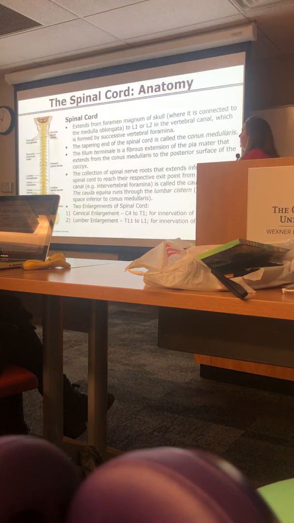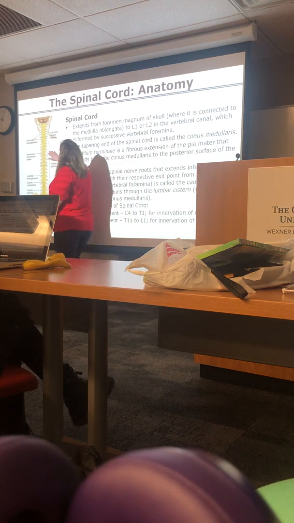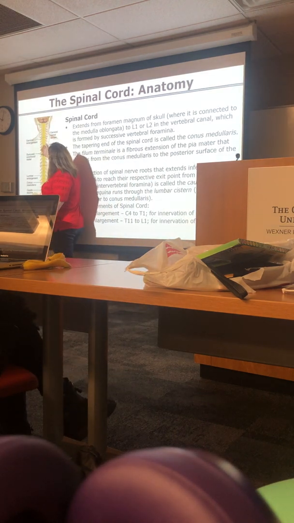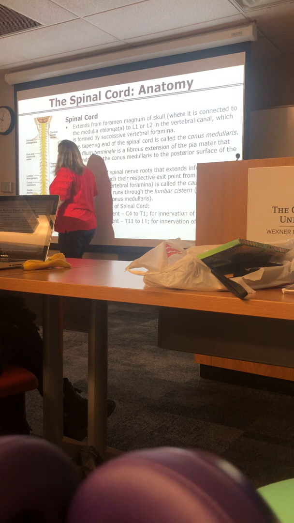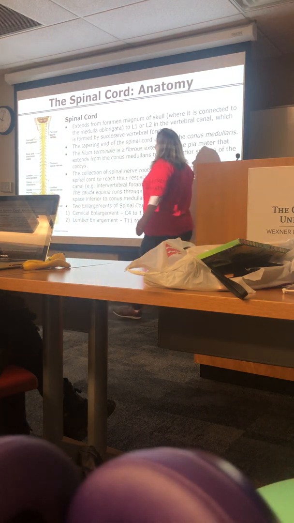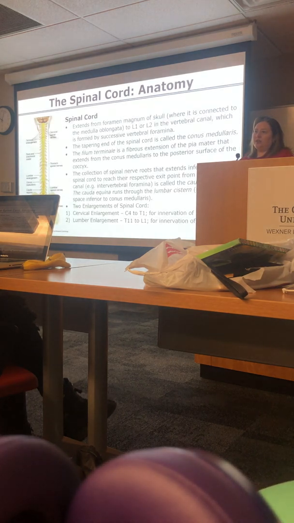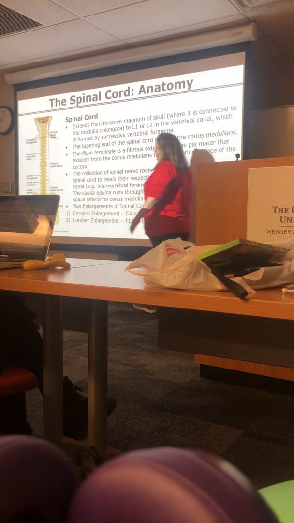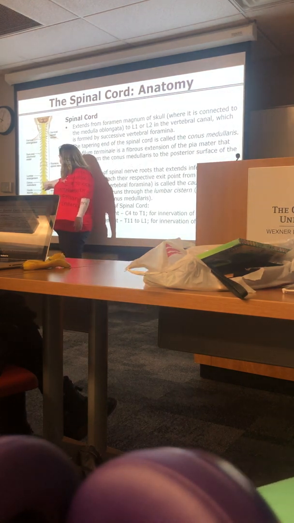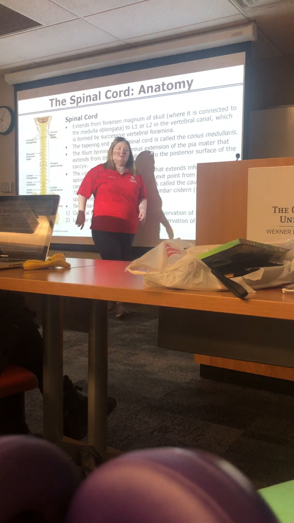So we're going to see the spinal cord extend from the foramen magnum, where it's attached to the medulla oblongata, and come down to about the level of L1 or L2. Remember, it's sitting within the vertebral canal, which is formed by successive vertebral foramina lining up. That spinal cord comes to a tapering end, sort of like an ice cream cone. That tapering end is called the conus medullaris. So think of an ice cream cone.